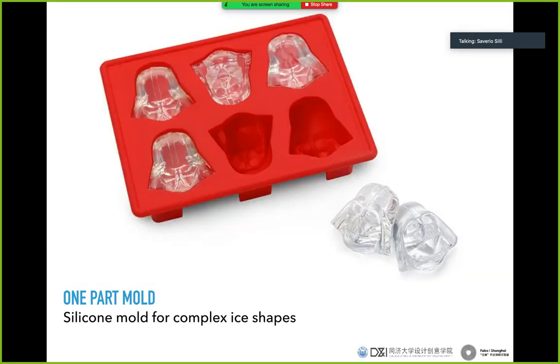Then you have one-part molds, but with complex shapes. In this case, we have a Darth Vader helmet, which has got a lot of faces. You can create an object that has such a complex shape because the mold is flexible. So even if the surface is very complex, by deforming the silicone mold, you can release the object. And this is the material we are going to use. We are going to work with silicone rubber to make the mold. So you can push it and deform it and take out your object.